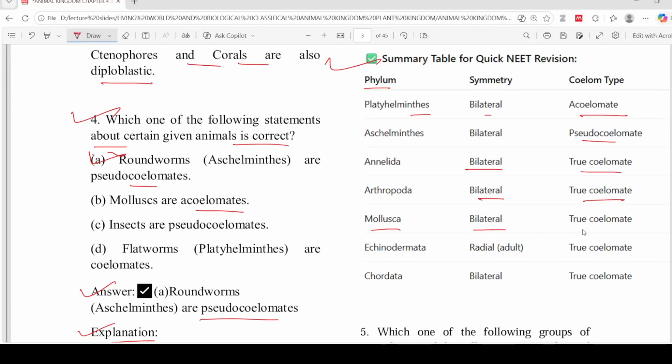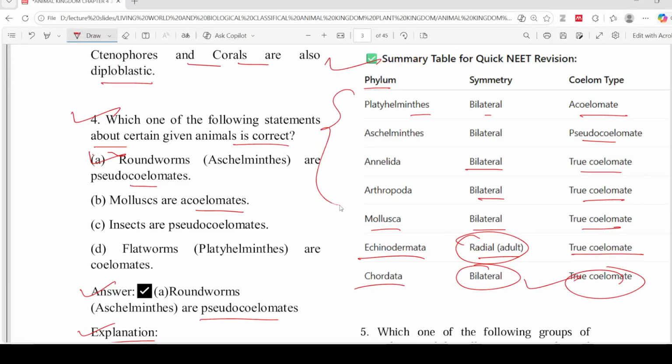Mollusca: bilateral symmetry, true coelomates. And Echinodermata: radial symmetry, very important, and they have true coelomates. And Chordata: bilateral symmetry, true coelomates. If you memorize these tables, it will help you in the NEET exams answering section.